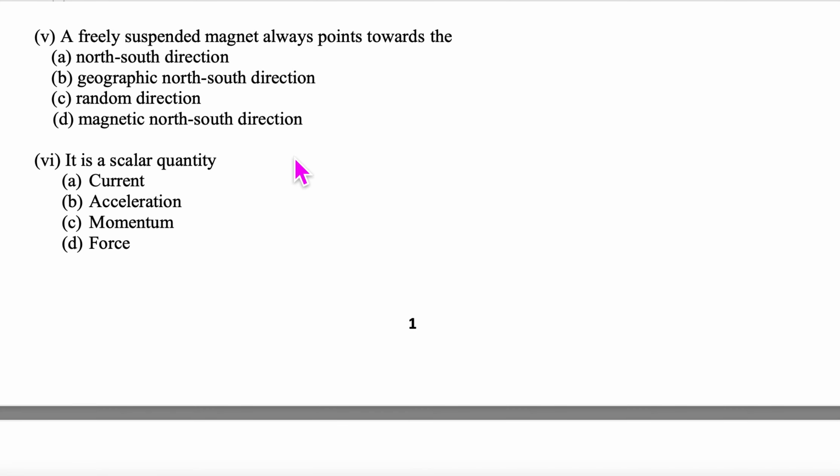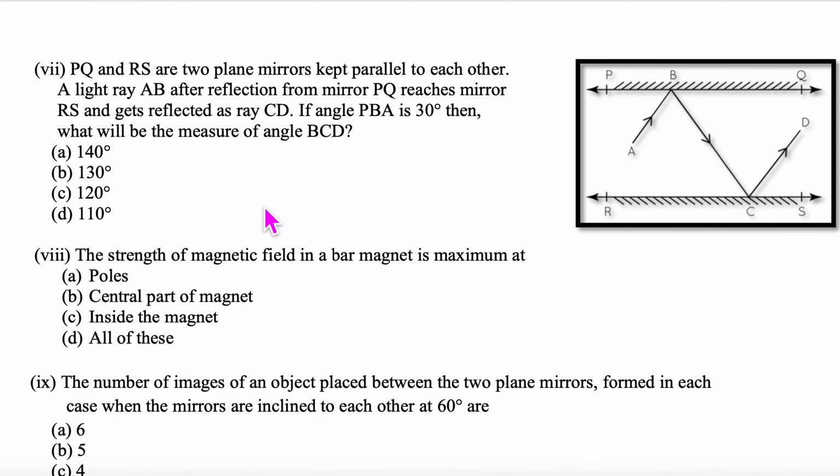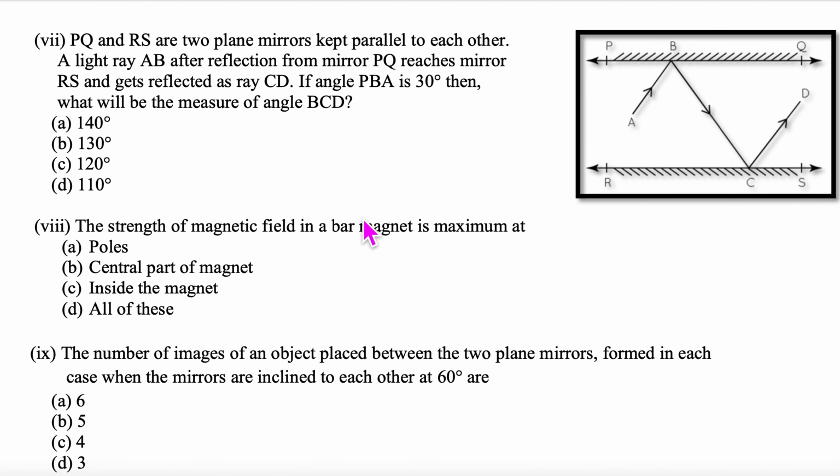What is the freely suspended magnet going to rest in? Direction. Correct. So which one is it? Will it be geographic north-south or magnetic north-south? Geographic. Okay. In a scalar quantity, which is the scalar quantity? Which one? Current. Non-current.